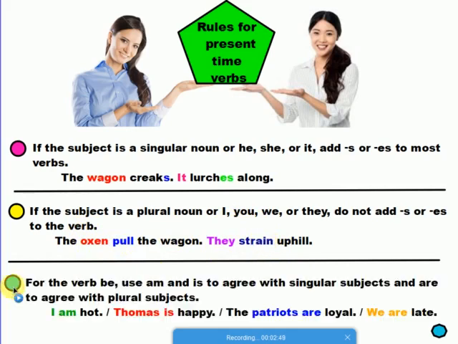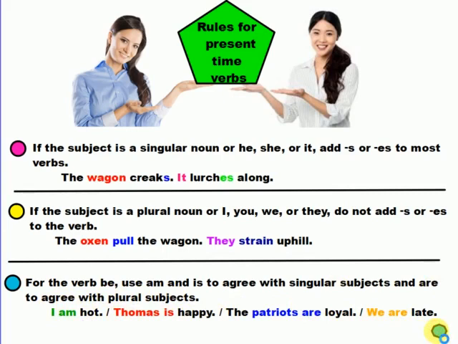Rule number 3. For the verb be, I use am or is to agree with singular subjects and are to agree with the plural subjects. I am hot, Thomas is happy, the Patriots are loyal, we are late.